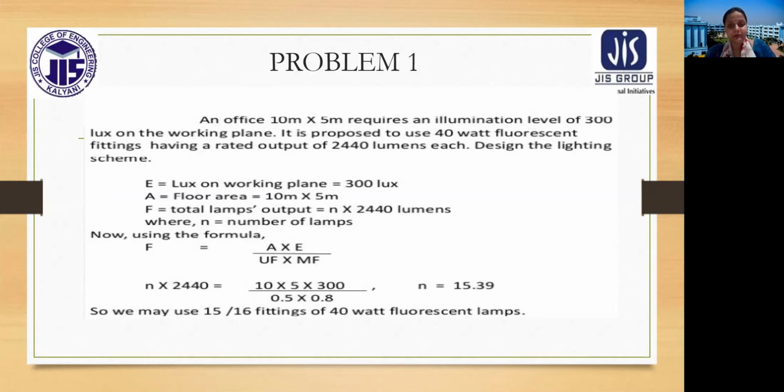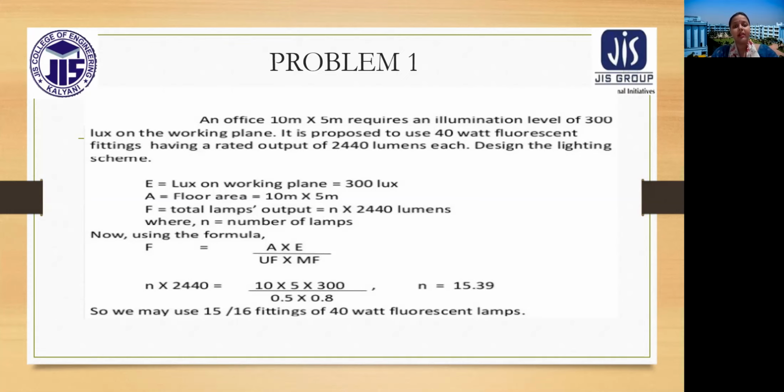Utilization factor is not given over there. They have considered utilization factor 0.5, and depreciation factor or maintenance factor as 0.8. So considering all these values, you can calculate the number of lamps itself, which has come as a fraction, 15.39. Whenever it comes as a fraction, you consider the next integer to that value. So it will be 16 fittings of 40 watt fluorescent lamps.